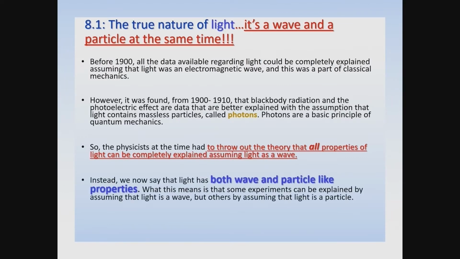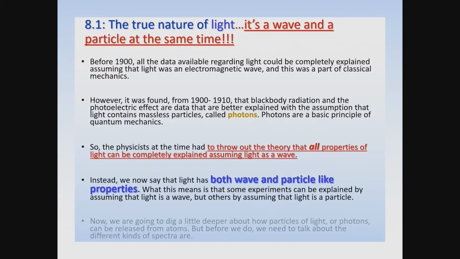So what we say today about light is that light has both wave and particle-like properties. If you want to break this down a little bit more specifically, what we would say is that when we are doing experiments with light, we can sometimes understand the data best by working with the assumption that light is a wave. But there are several experiments that we can do with light where, if we assume light is a wave, it does not explain the data well. However, for those particular experiments, when we assume that light is a particle, it does explain the data well.